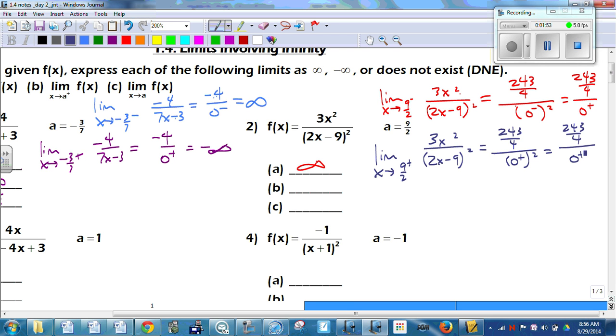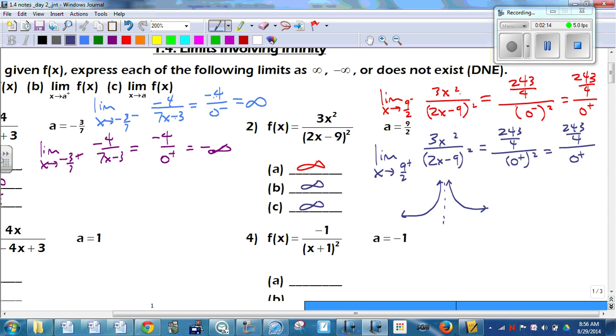So we end up with the same result on this side. Left and right side both have the same limit, so that means our overall limit is infinity. All right, so this one's going to have like an asymptote, and both sides are going to be going up towards infinity. So we would say the limit is infinity for this one.